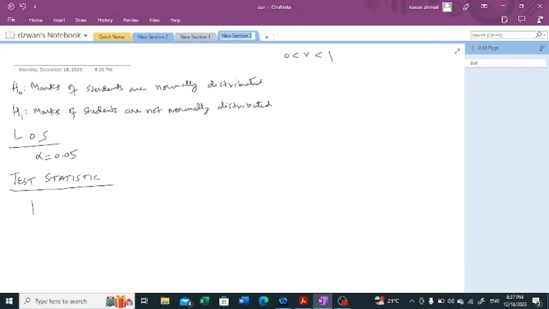Now I'm mentioning this test statistic, which we have just derived in the previous slide.